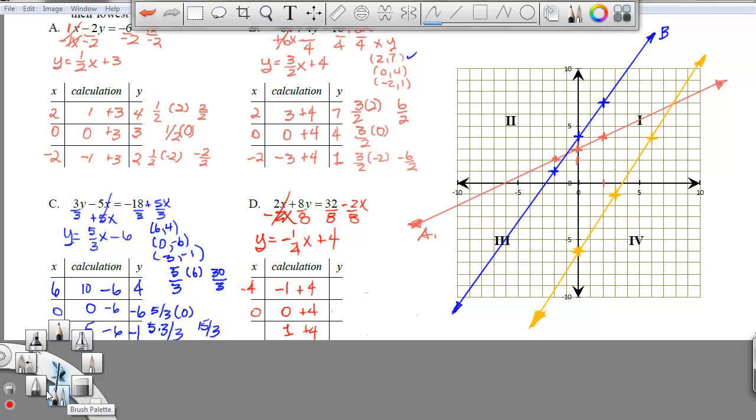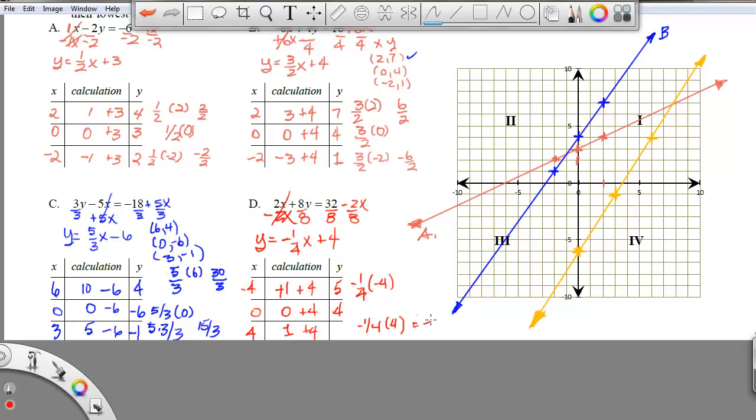Let me get me a pen out here. So let's check our numbers. So I have a negative 1/4 times the negative 4. That should be a positive 1. That should be the 5. That will still be the 4. Now I've got a negative 1/4 times 4. That should give me the negative 1. So that should be 3.